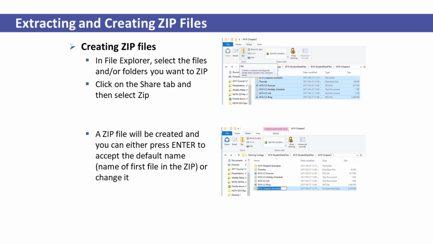A zip file will be created, and by default it will be in an edit mode where you can change the name of the file. So you can either press enter to accept the default name it assigned it, which will be the name of the first file in the zip file, or you can change it to be whatever else you want. Hit enter to accept the file name, and you're done.